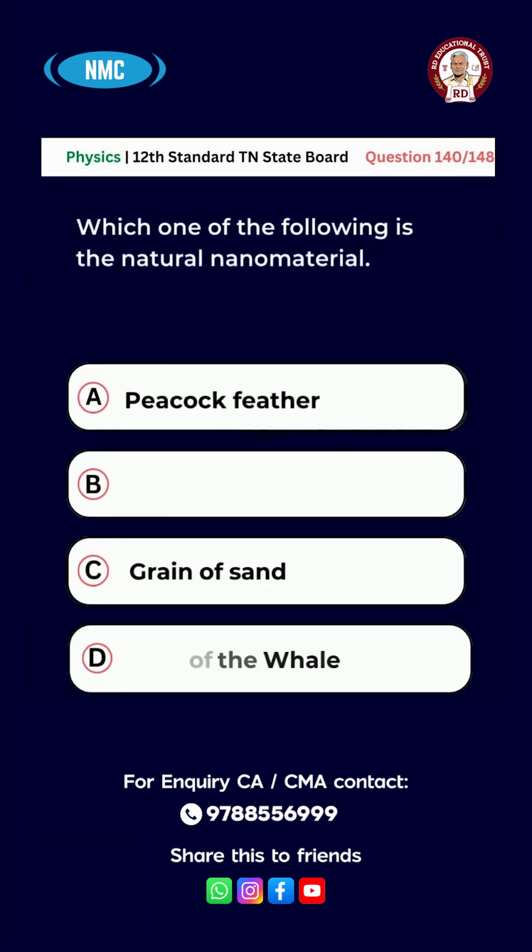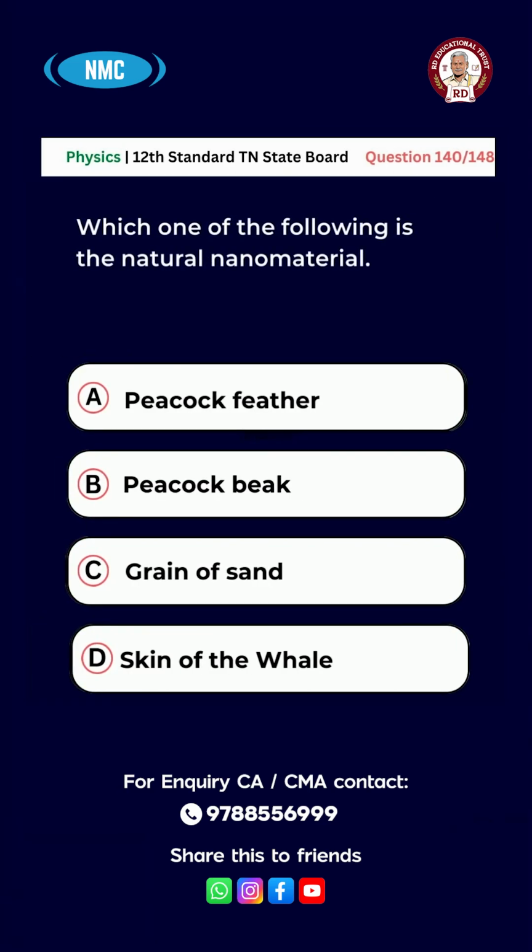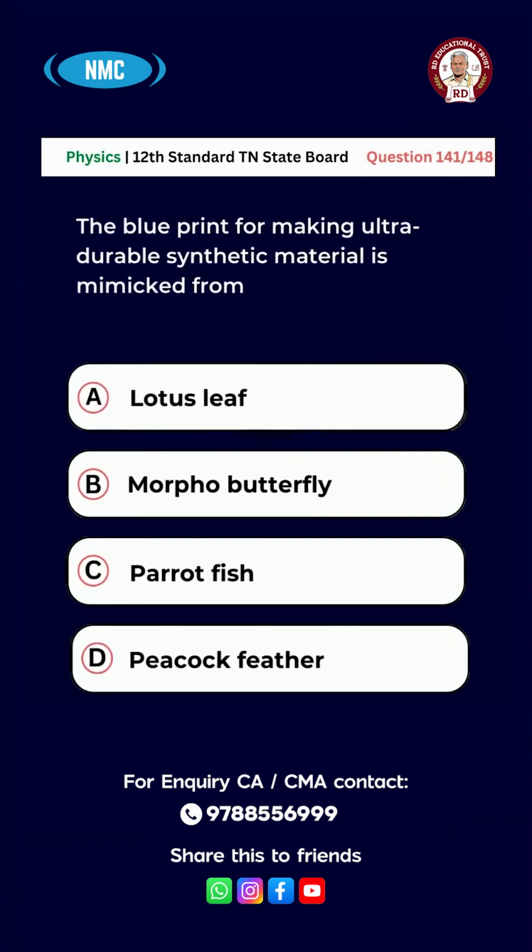Question number 140. Which one of the following is natural nanomaterial? Option A peacock feather, B peacock beak, C grain of sand, D skin of whale. Right answer is option A, peacock feather. Question number 141. The blueprint for making ultra durable synthetic material is mimicked from option A lotus leaf, B morpho butterfly, C parrotfish, D peacock feather. The right answer is option C, parrotfish.